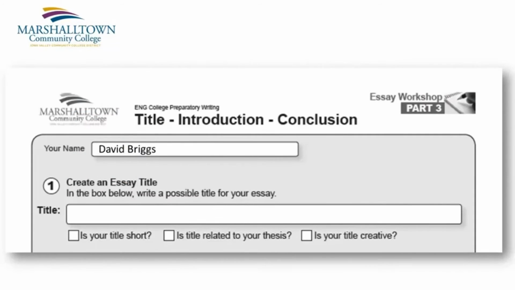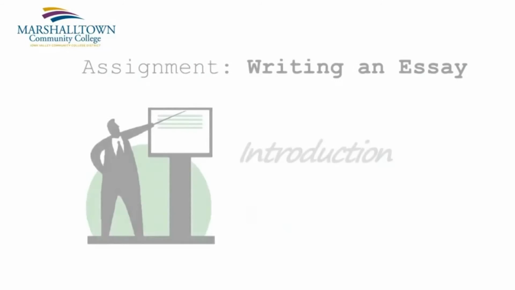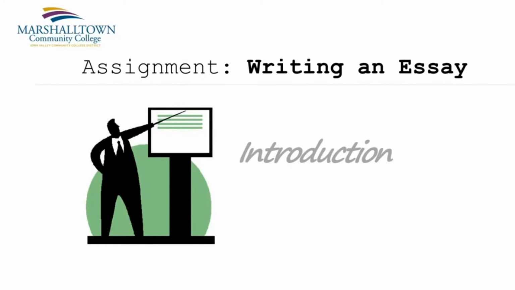In your worksheet for Part 3, I want you to write a title for your essay using the guidelines I've just explained. In my sample essay on baseball and racism, I've come up with the following title: "Strike 3 for Racial Equality in Baseball." The next step in Part 3 is to write an introduction paragraph for your essay.